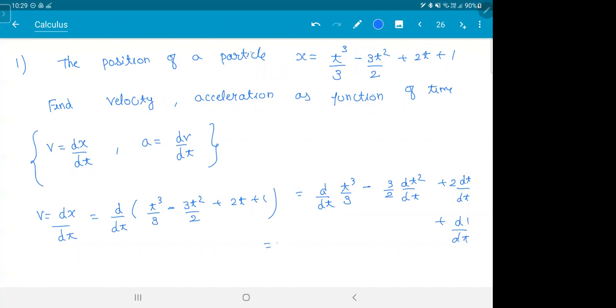So the first one's differential is 3t square. 3 and 3 will cancel. You get a t square. This thing is 2t. 2 and 2 will cancel. This is 2 and that is 0. We get t square minus 3t plus 2. Check it out. See whether you got the same thing. So this is the velocity as a function of time t. You just have to differentiate it and you get the velocity.